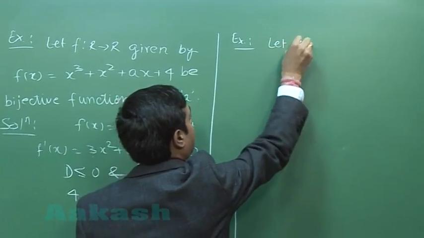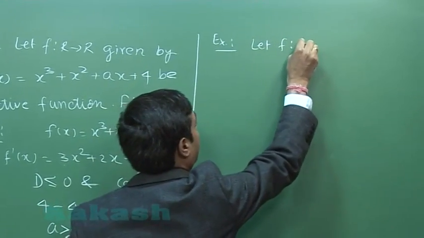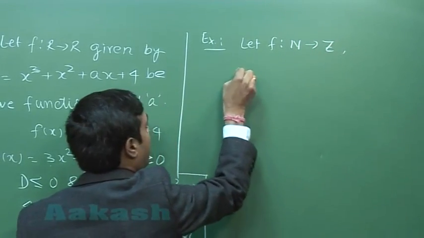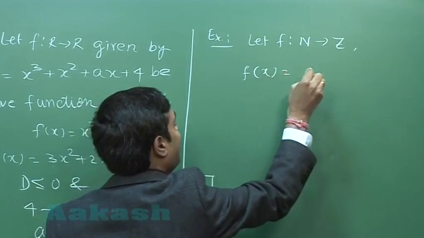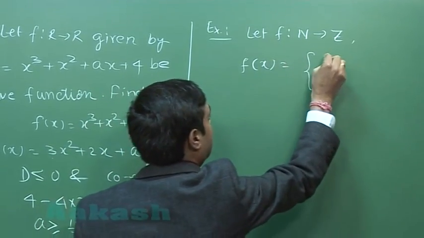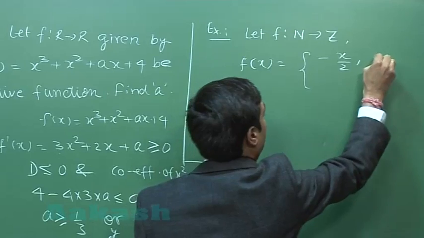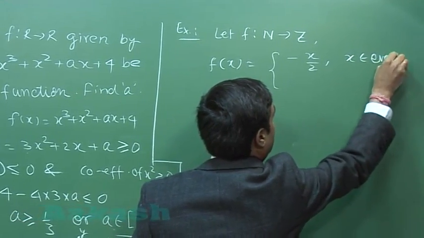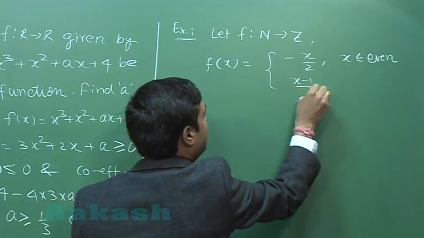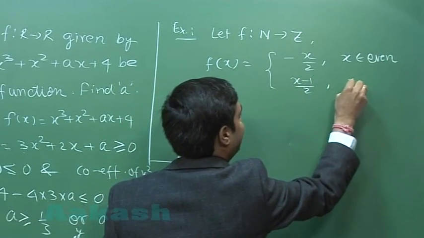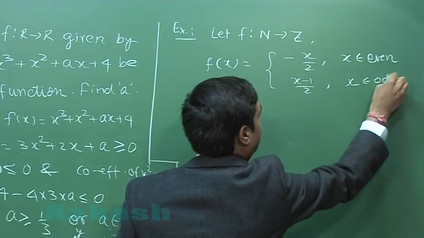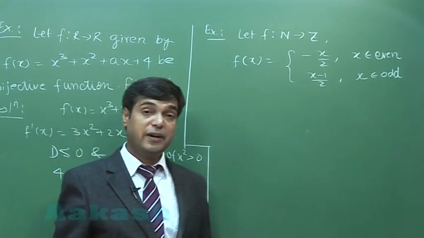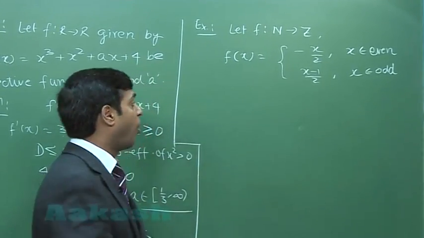Let f from N to Z be given by f(x) equals minus x by 2 when x is even, and x minus 1 by 2 when x is odd. Correct? f(x) is minus x by 2 when x is even, x minus 1 by 2 when x is odd.